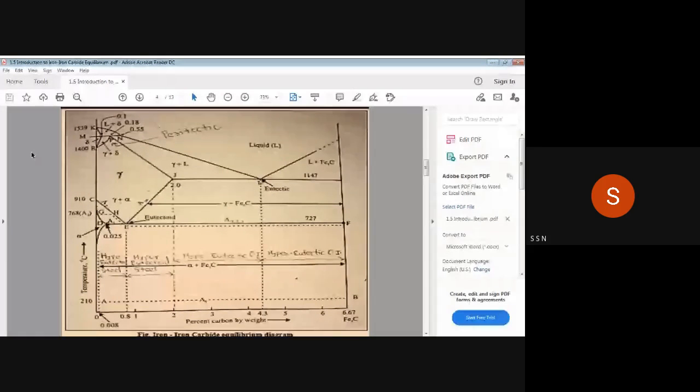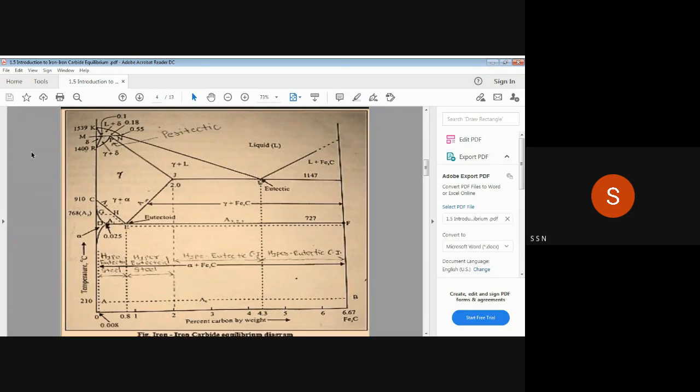So if you consider a temperature of 768 degrees Celsius, and the percentage of carbon is zero, that means it is pure iron. Up to that temperature, the phase of that iron will be alpha iron. So that phase will remain constant.